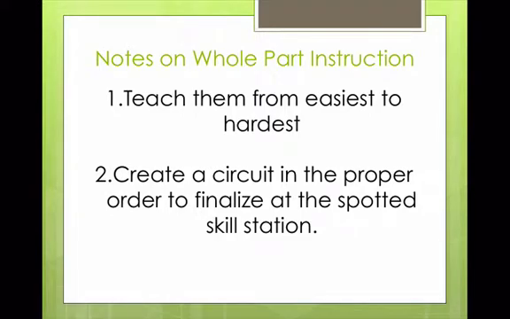And then create a circuit in the proper order to finalize at the spotted skill station. For instance, a handstand forward roll circuit would include something like a forward roll as one of my stations, the rock and roll to stand, the weight support, the lever position, and then at the end I would have them put all of those things together and create the actual skill itself as a spotted station. So you would take the parts of the skill, you would put them in the proper order, and then you would have them finish up at the spotted station where you're actually spotting the entire whole skill together with all of the parts put together.